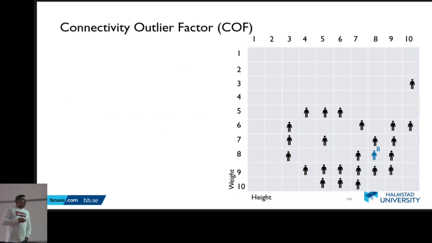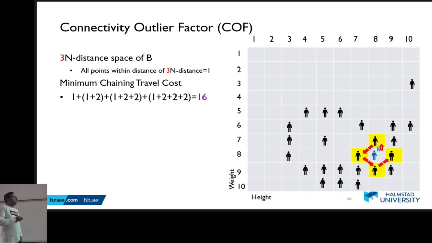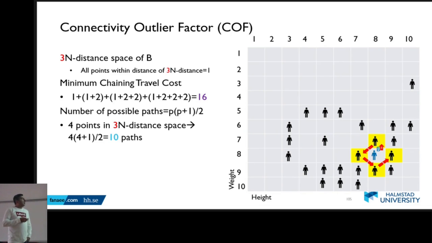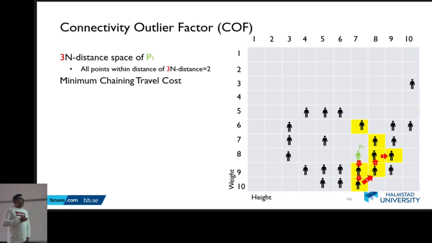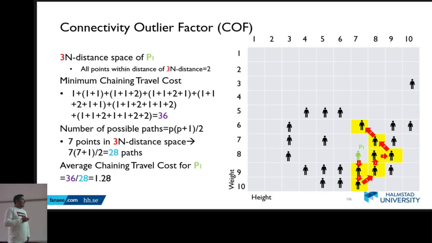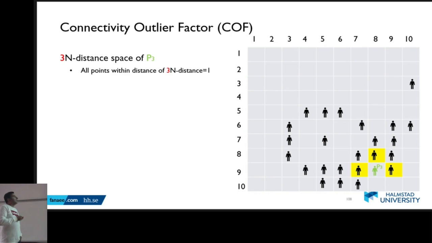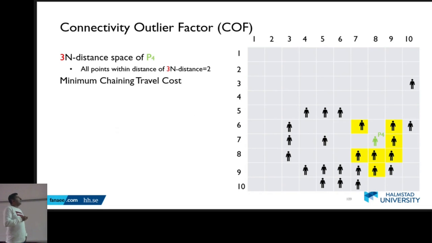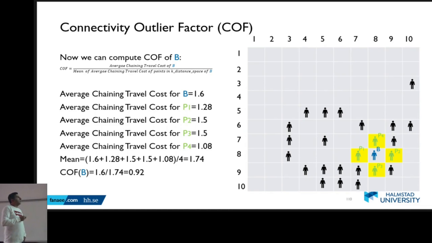If you do the same thing for point B, let's see how it is. Again, in the 3n distance space, the minimum chaining travel cost is 16 divided by 10, which becomes 1.6. Let's do it for its points in the kn distance space. Here it is more complicated, so it's 36 divided by 28, because we have 7 points, so there are 28 possible ways to go from P1 to this last point. And then we do the same thing for P2, and it becomes 1.5, and P3, 1.5, and P4. So 1.08.